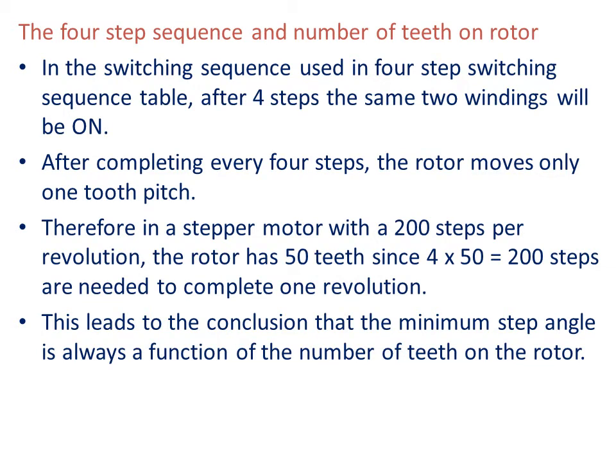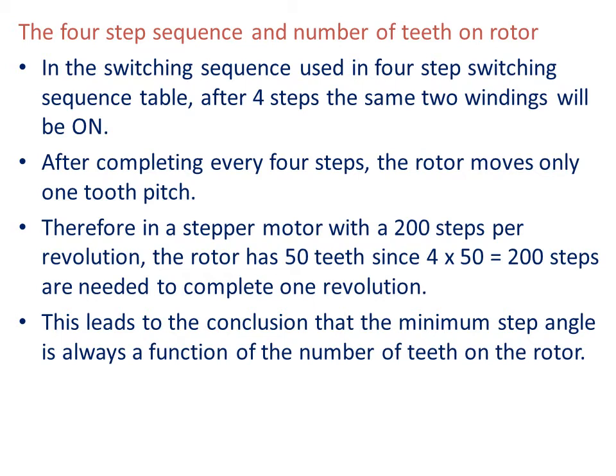The next topic is the 4-step sequence and the number of teeth on the rotor. In the 4-step switching sequence table that we studied earlier, after 4 steps the same 2 windings will be on. This is what we have observed. How much movement is associated with these 4 steps? This is the question we get at this point. After completing every 4 steps, the rotor moves only 1 tooth pitch.